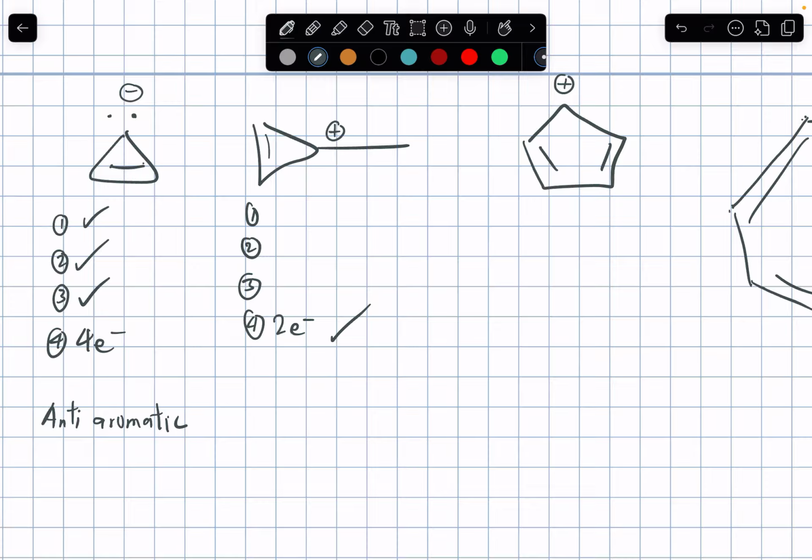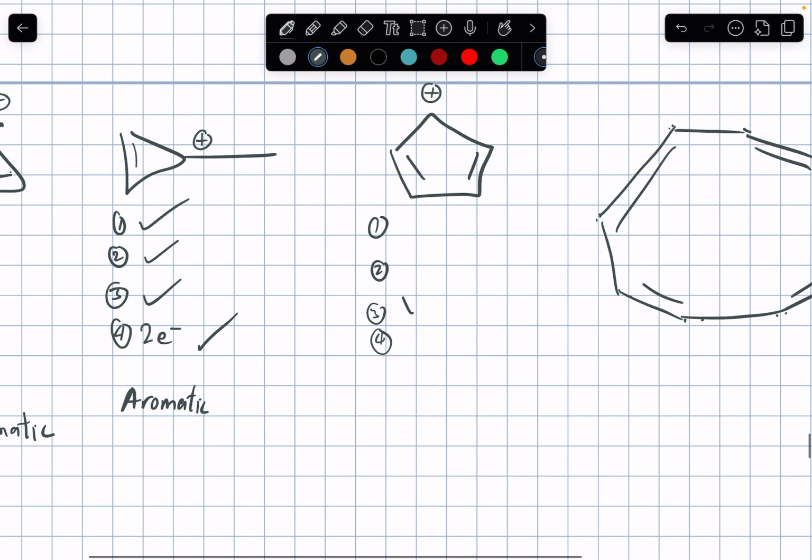How about this? 2 electrons. Cyclic, sure. Completely conjugated, sure. Planar. This has to be aromatic. How about this? This is not completely conjugated. We have 4 electrons. Is this planar? I think so. Is this cyclic? Yes. This is not fulfilled, so this is non-aromatic.